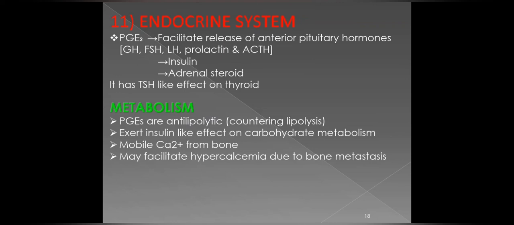On the endocrine system, prostaglandin E2 will facilitate the release of anterior pituitary hormones. Then it will facilitate the release of insulin and adrenal steroids. They have TSH-like activity on thyroid. Metabolism: prostaglandin E are anti-lipolytic, that is, they can counter the lipolysis. They exert insulin-like effect on carbohydrate metabolism and mobilize calcium from bone. They may facilitate hypercalcemia due to bone metastasis.